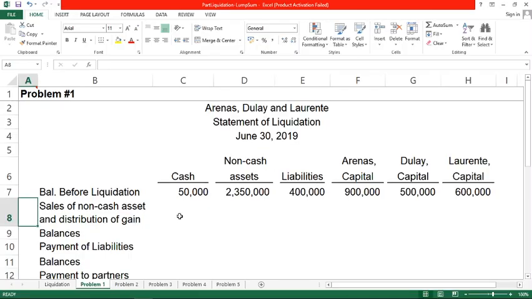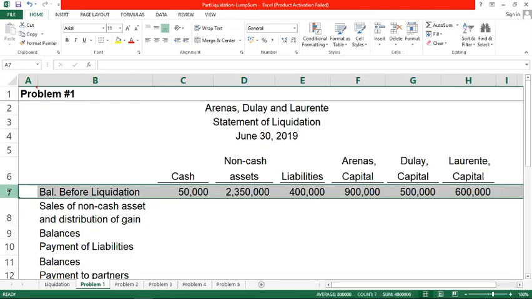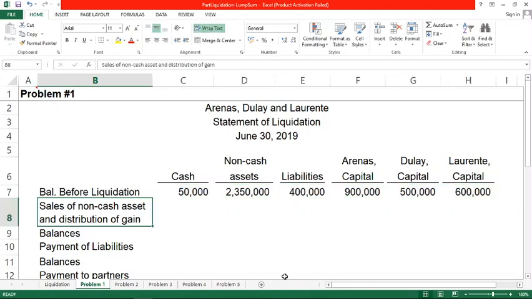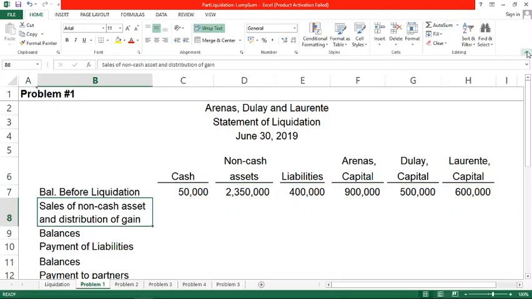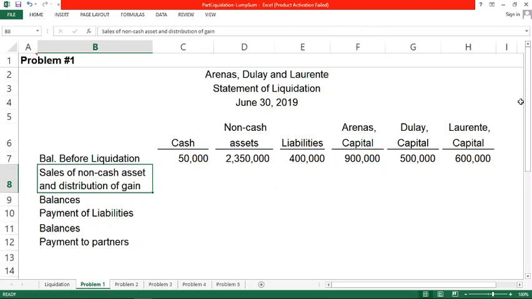So let us plot those figures here in the balances before liquidation in our statement of liquidation. And then after that, let us consider the sale of non-cash asset. Again, the problems that I will be presenting in this video are all lump sum method or lump sum approach of partnership liquidation. We are going to talk about installment in the next video.